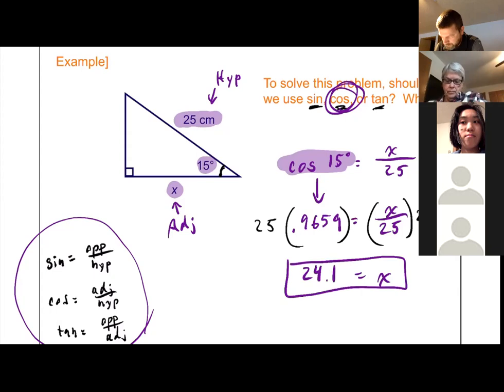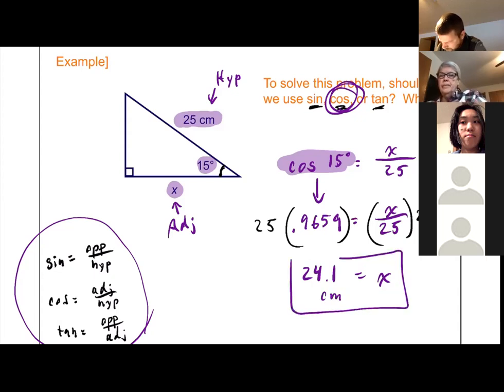That's how long X is. X is 24.1. We were measured in centimeters before, so I might as well put that unit here. 24.1 centimeters. That's how long X is. All right. We just did our very first problem using trigonometry. There was a lot of build up to it, but that's it. Like that's trigonometry right there. That's how we do it.